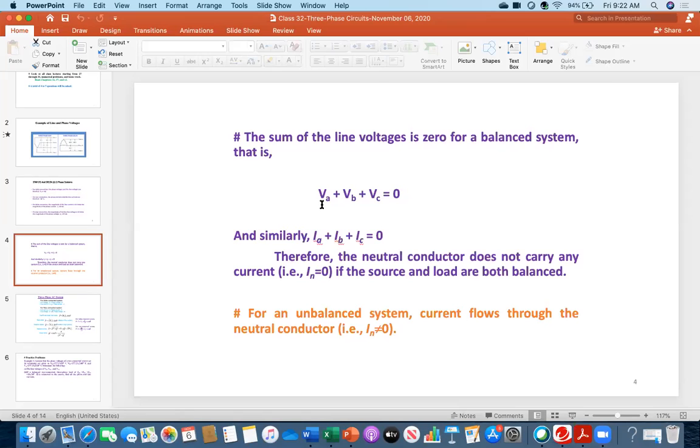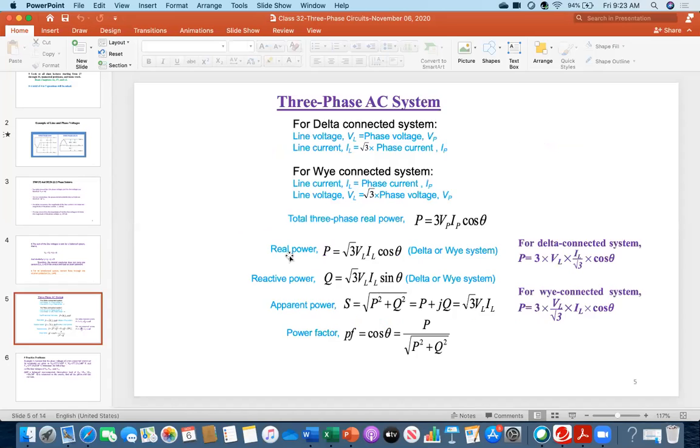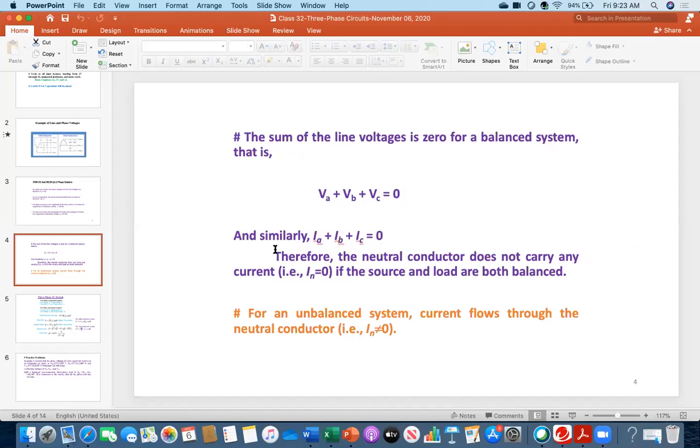For example, your VA is 100 volt, but VB is 90 volt or 110 volt. If there is any change either in magnitude or phase angle, then you should not get 0. There will be some number. That is the unbalanced system. So therefore, everybody say, because I said IA plus IB plus IC is 0, therefore the neutral conductor does not carry any current.